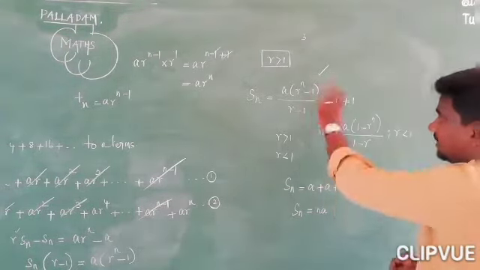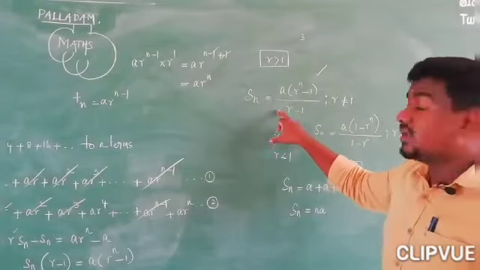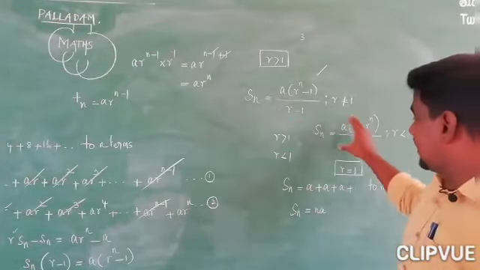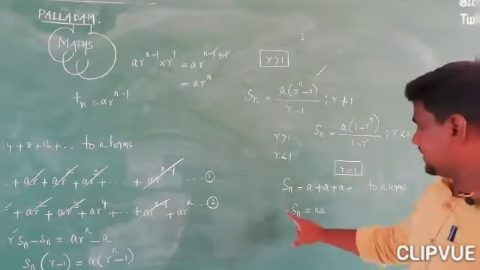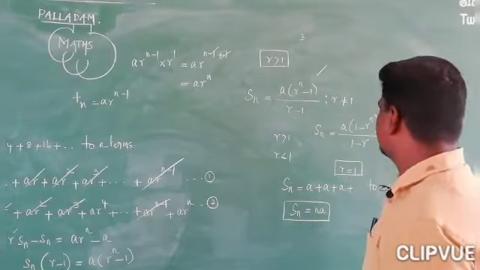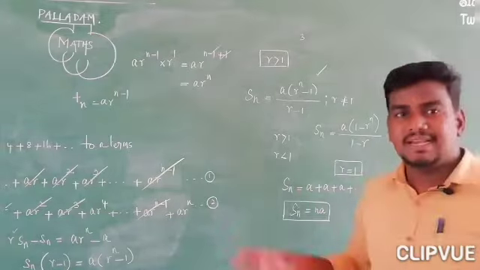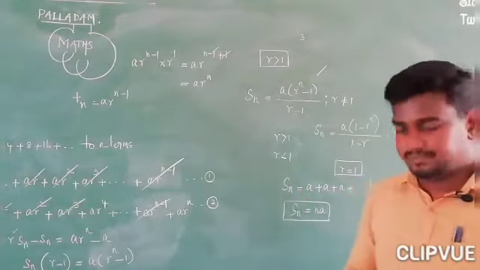Okay, so there are three formulas we discussed. If r is greater than 1, you can take this. If r is less than 1, this one. If r equals 1, then Sn equals na. I hope you all understand the concept. So now we are going to solve problems related to these three formulas.